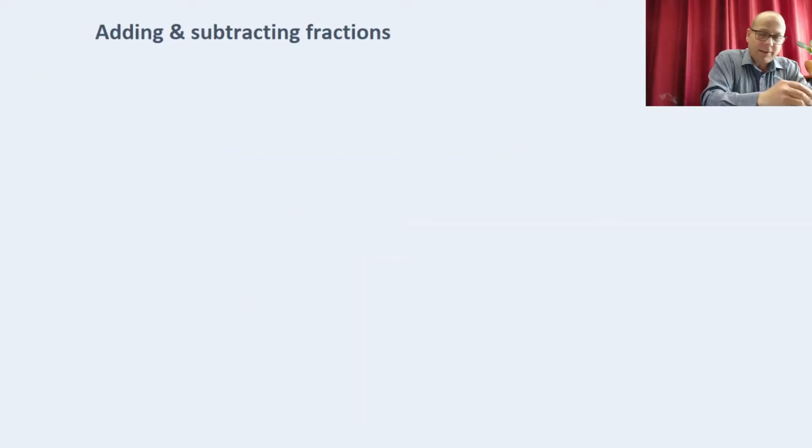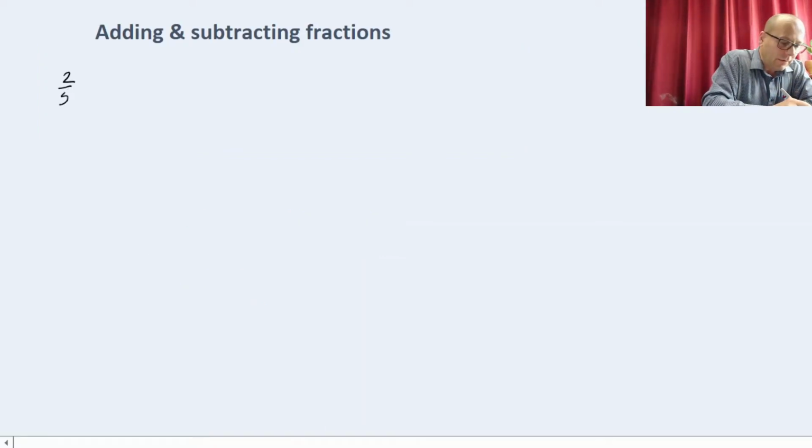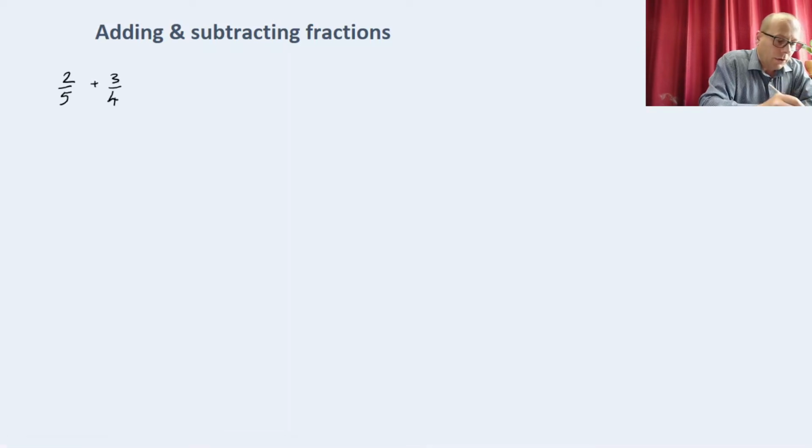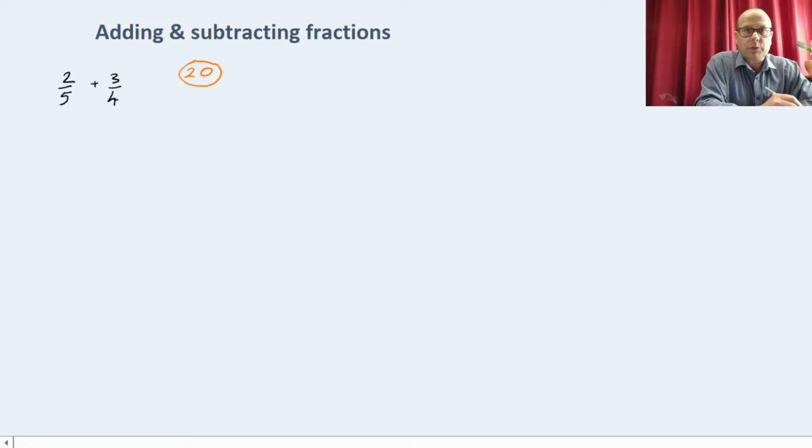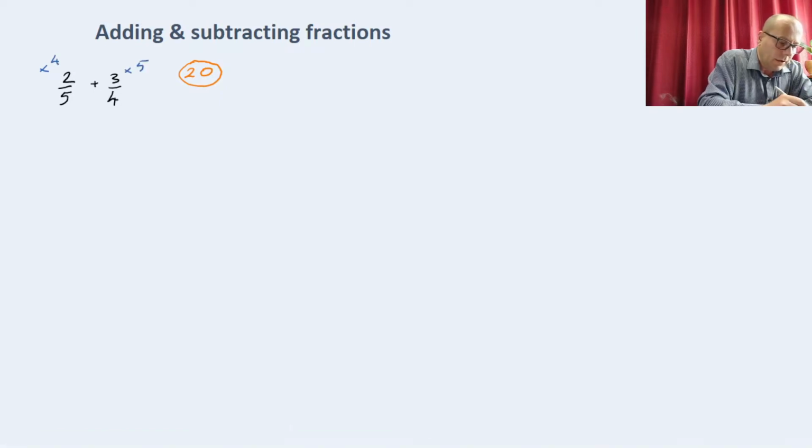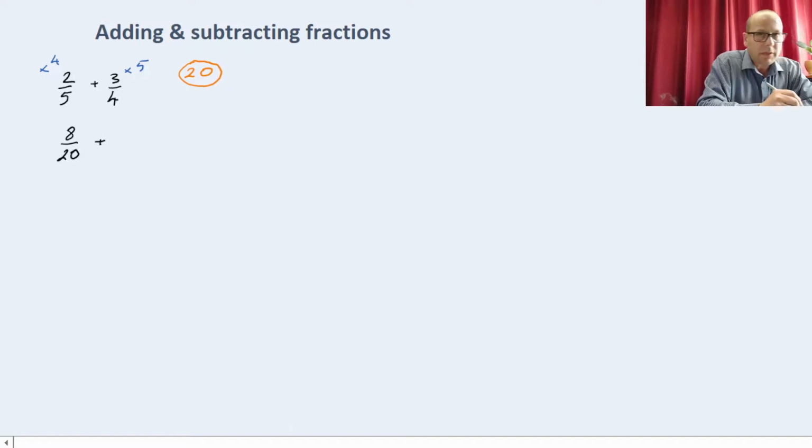Let's consider the fraction 2 over 5 add 3 over 4. The common denominator is 20, the number which they both go into, or the lowest common multiple. So I multiply the first fraction by 4 and the second fraction by 5. Then I have 8 over 20 plus 15 over 20, and that is 23 over 20.